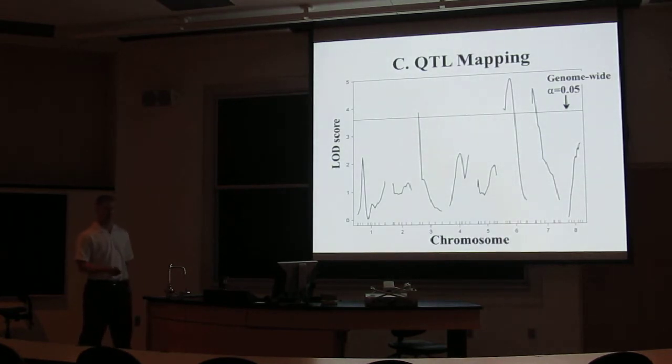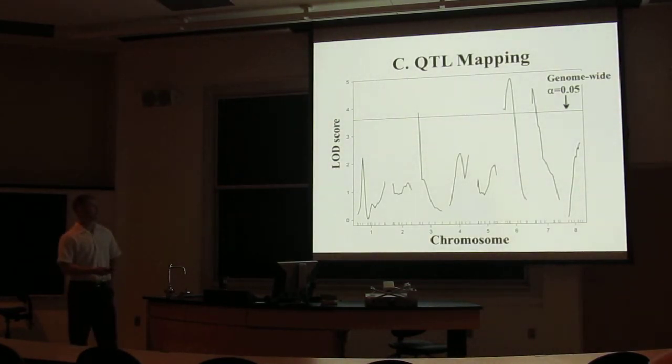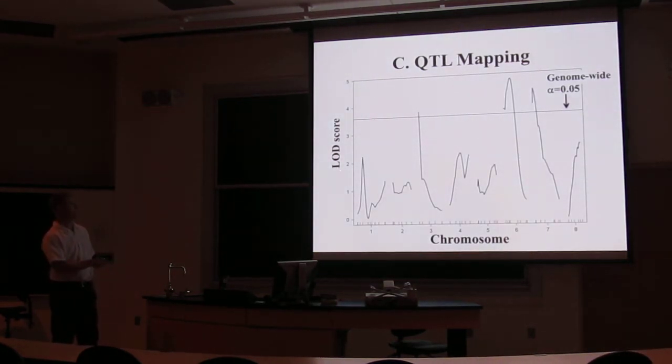I'll then scan the data for evidence of QTLs, and this is an example result that I made using Arabidopsis lyrata data. Here I have logarithm of the odds score on the y-axis.